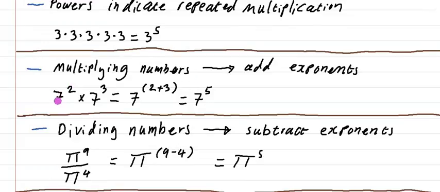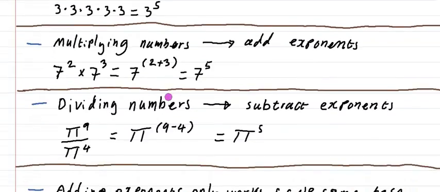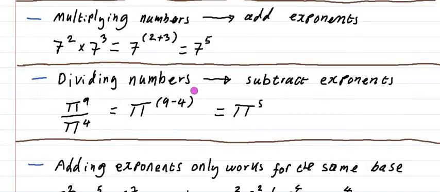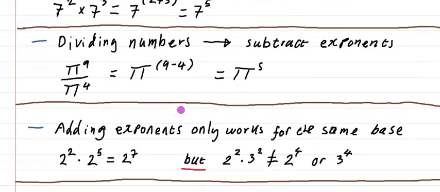When you multiply numbers that have got the same number base, you simply add the exponents to get the answer. So 7 squared times 7 cubed gives you 7 to the power of 2 plus 3. When you divide by numbers with the same number base, you subtract the exponents. So pi to the power of 9 divided by pi to the power of 4 gives you pi to the power of 9 minus 4.